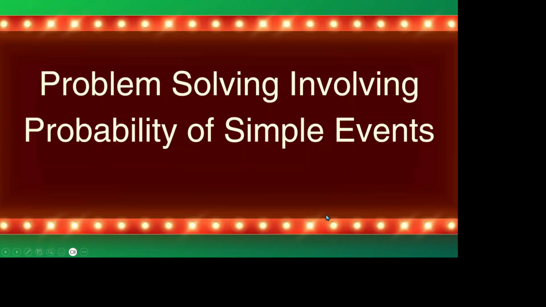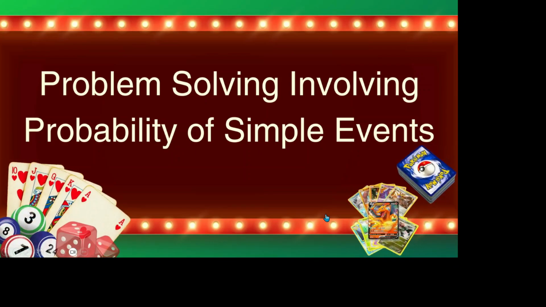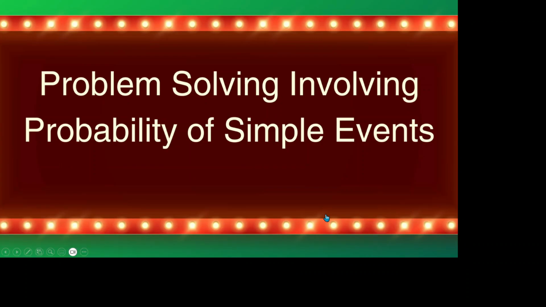Now, the reason why I had you review that is because it will play a vital role in solving for the probability of simple events. Now, why is it so important? Because remember that we are actually computing for the sample space or the number of outcomes. And if we are going to calculate the probability, it is very important that we know how many outcomes there can be in the sample space.